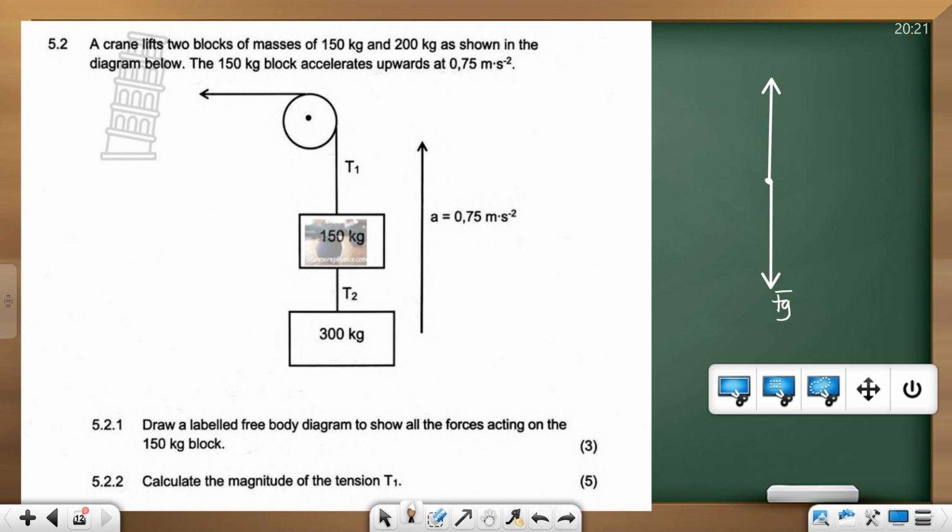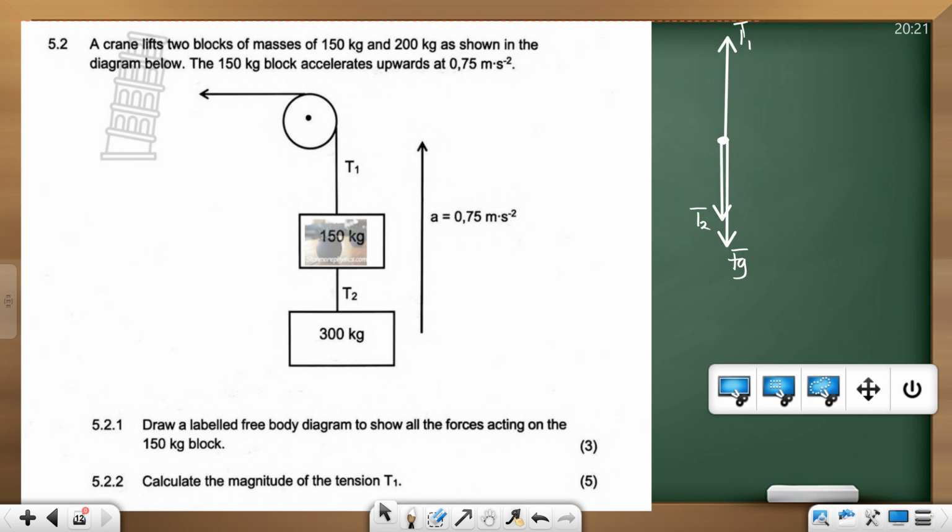Try to make sure it is very straight, or you can draw it over each other. Okay, my diagram just keeps getting skewed. All right, better. So we have T2, we have Fg, and we have T1. Do you agree with my diagram? Okay, calculate the magnitude of tension T1.